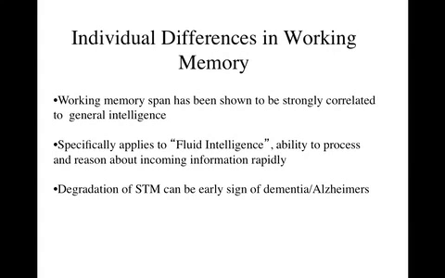Surprisingly strongly correlated. And this specifically applies to fluid intelligence, abilities to process incoming information. And as we mentioned, degradation of short-term memory can actually be a sign of onset of dementia. So there's a strong correlation here between short-term memory, which seems like its own little thing, and other abilities. And it suggests that short-term memory may be very important in certain kinds of cognitive abilities.